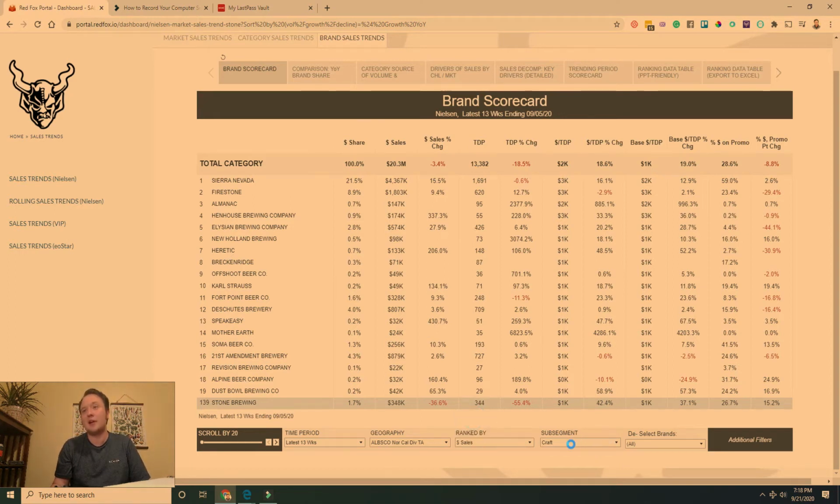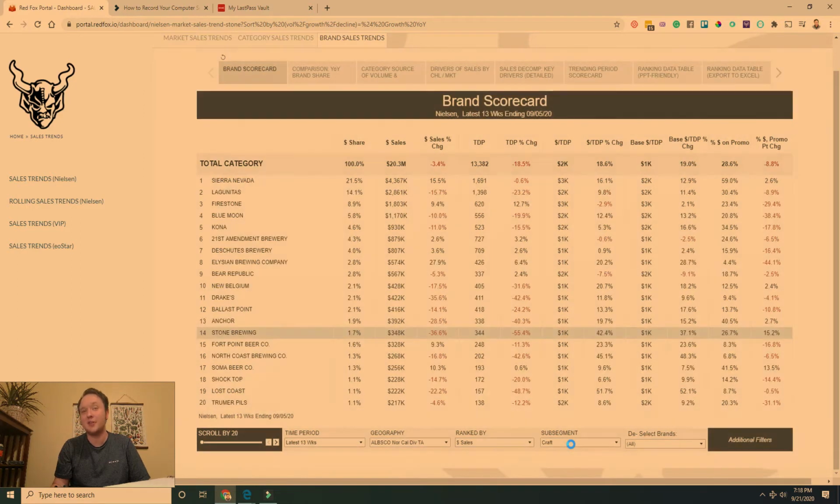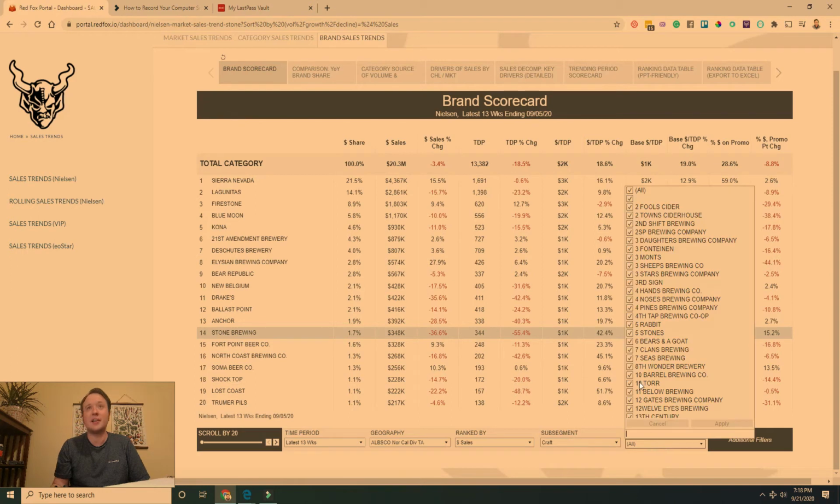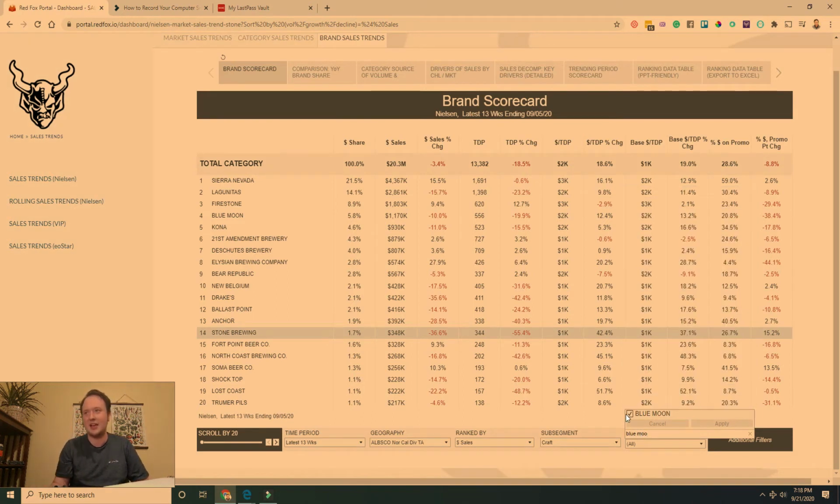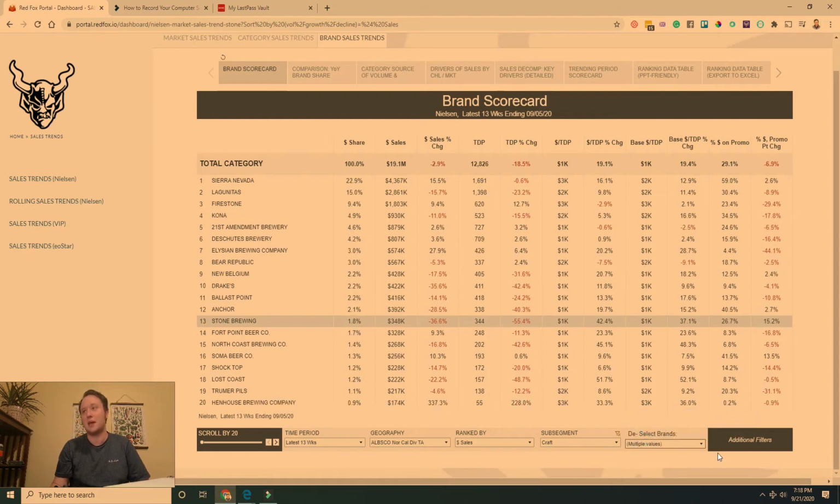And then you can see right now the subsegment is tuned to craft, so we're looking at all things craft beer. There's this deselect brands. Maybe I feel pretty strongly that Blue Moon, they're not really an indie craft guy. They're like big CPG. We don't want to count them. So I'm going to just take them out of my ranking.